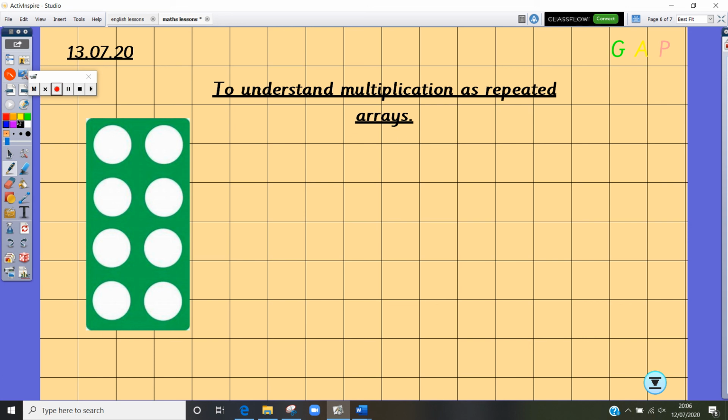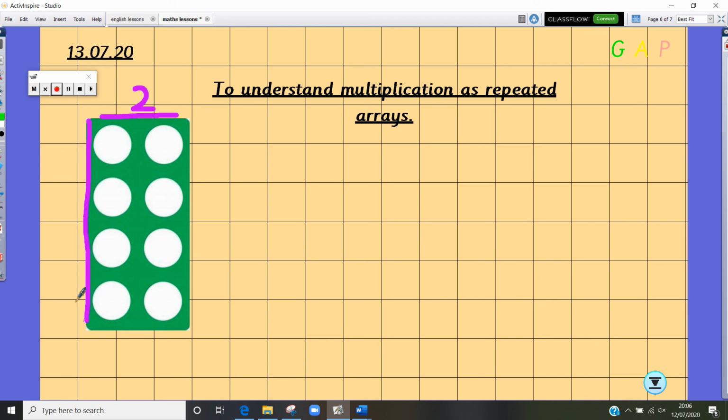Okay, welcome back, Bumblebees. So let's do this one together. We've got 2 groups going across the top because I can see 1, 2, and I have got 4 groups going down the side. Okay, because I can see my 4 here, 1, 2, 3, 4. So my numbers that I'm working with are 2 times 4. And we know from the previous examples, we can also swap it round to be 4 times 2.